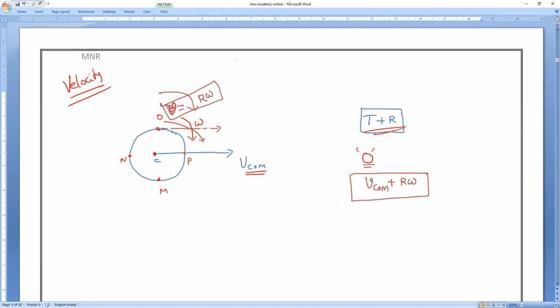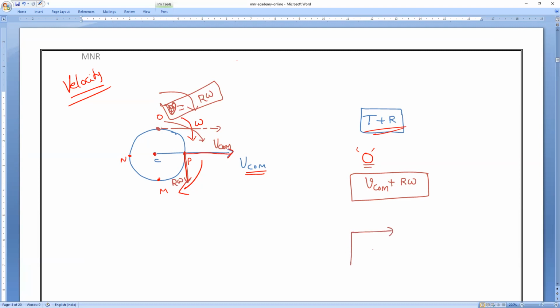Next, the velocity of particle P. This is very important. Be very careful now. Notice that the particle is trying to move like this by translation motion. But the rotational motion is acting in this direction, the downward direction. Are you able to catch that? So the velocity in translation motion is V, and the velocity in rotation is R omega. Both are perpendicular to each other.